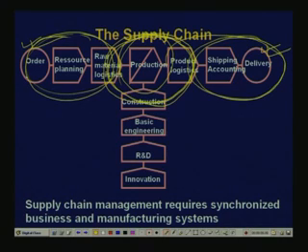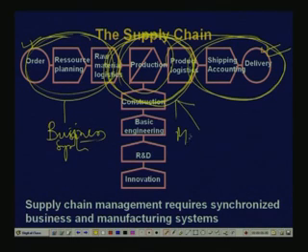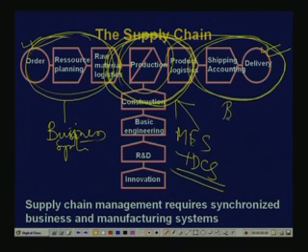Obviously, if you want to manage the whole supply chain, then it requires basic coordination between these systems, which are sometimes called business systems, and these are the MES and the DCS, manufacturing execution systems and distributed control systems, and these are the B2B systems. So, these systems require synchronized business and manufacturing systems. This is the essence of it, that they have to be synchronized and integrated for ultimate coordination, right.